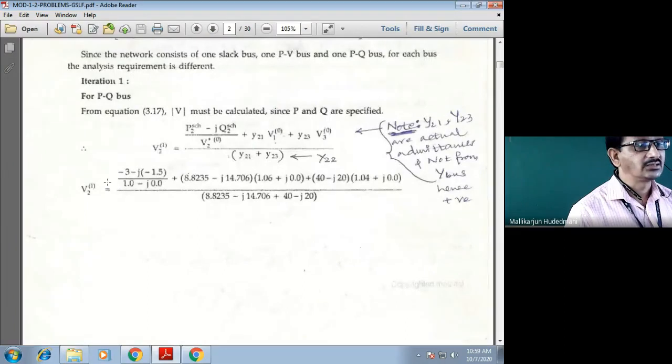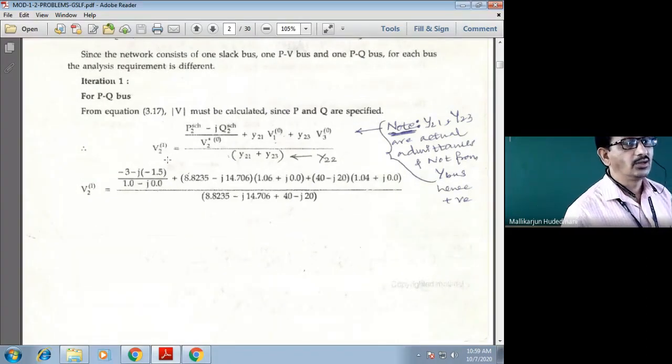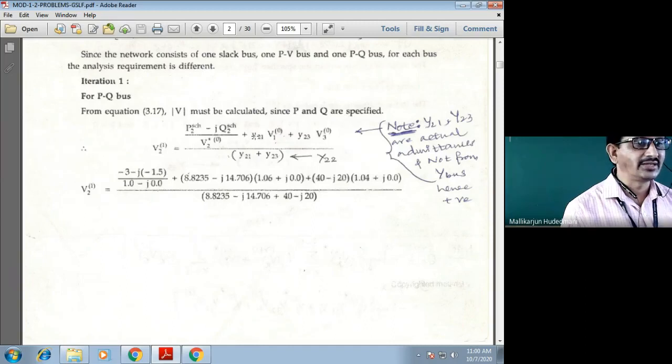Therefore, it is minus 3 plus J 1.5 divided by, what is the variable I am working on? V2 of 1, the solution of bus 2 voltage at the end of iteration 1, whose initial estimate is V2 0 conjugate, which is 1 plus J0, nothing but 1 minus J0 for conjugate. And wherever there was a plus, which I was pronouncing as a minus because of capital terminology, here it is lowercase. Will not worry. It is Y21 product with slack bus voltage plus Y23 40 minus J20 into V30.